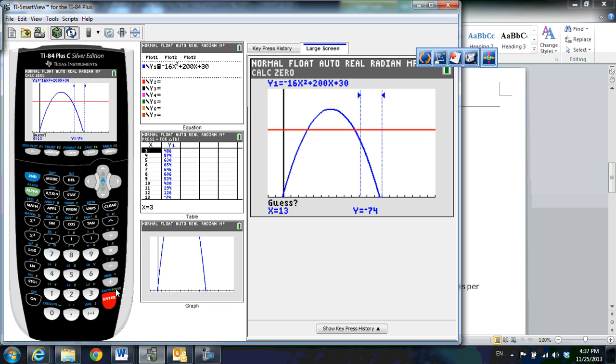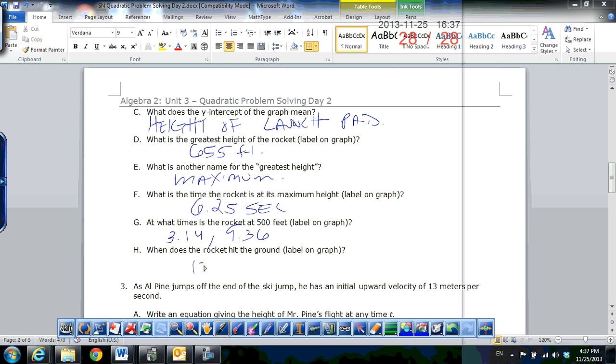Looks like I'm on the right. Good. I press enter one more time. Where does it hit? It hits at 12.6. We'll round that up, 12.65 seconds. By the way, this was seconds as well. All right, now that's pretty much it.